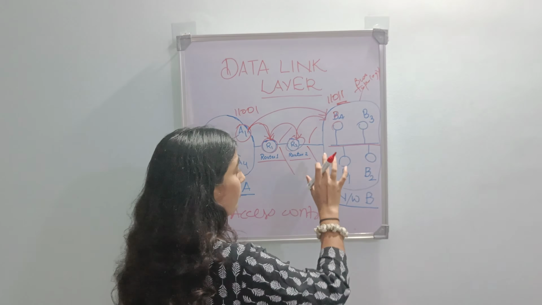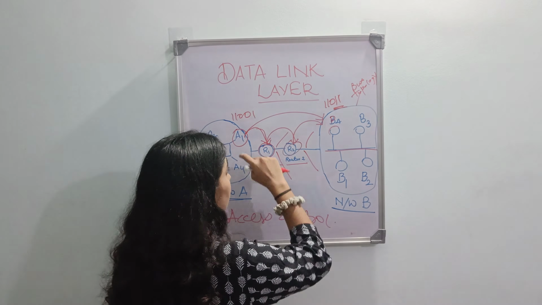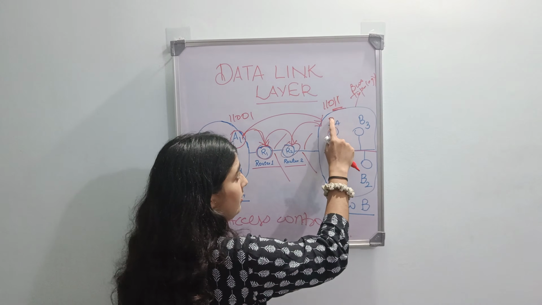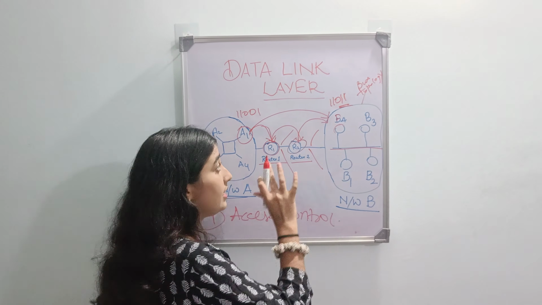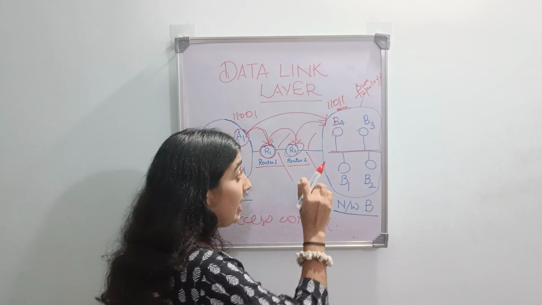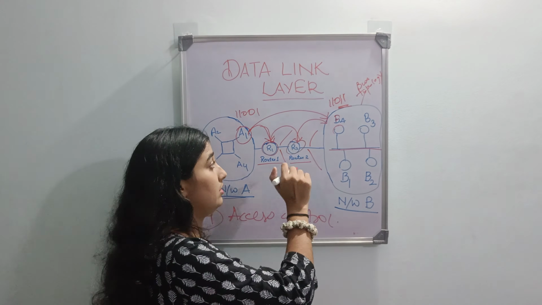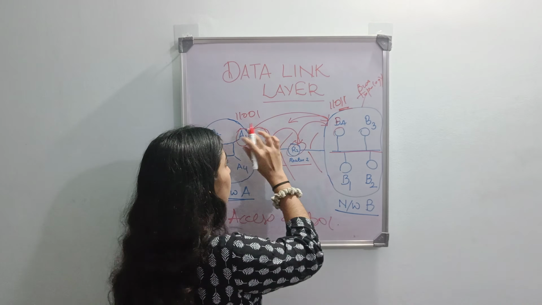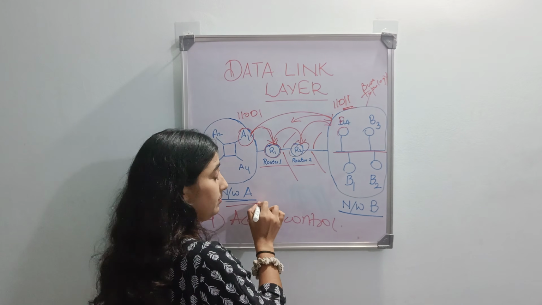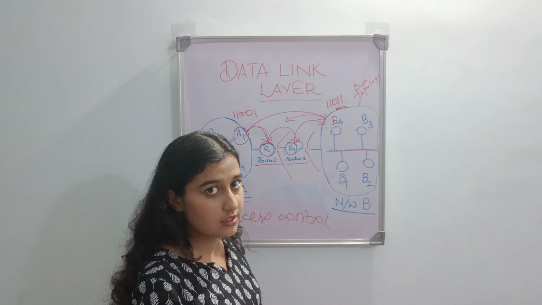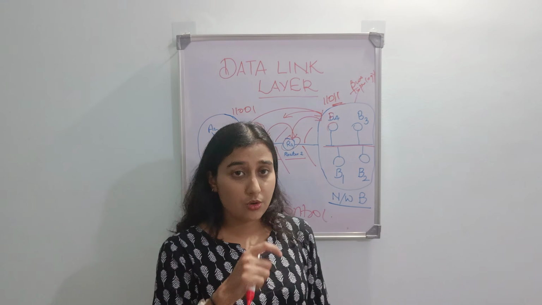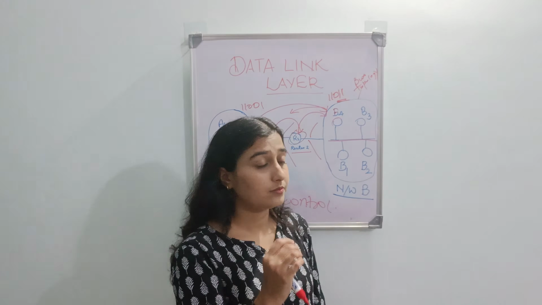So instead of giving the message to all the devices, we will give access control to one particular device that will receive the data, and it will reply back to A1 or the network A. This will help to reduce the errors that may be caused or the traffic flow.